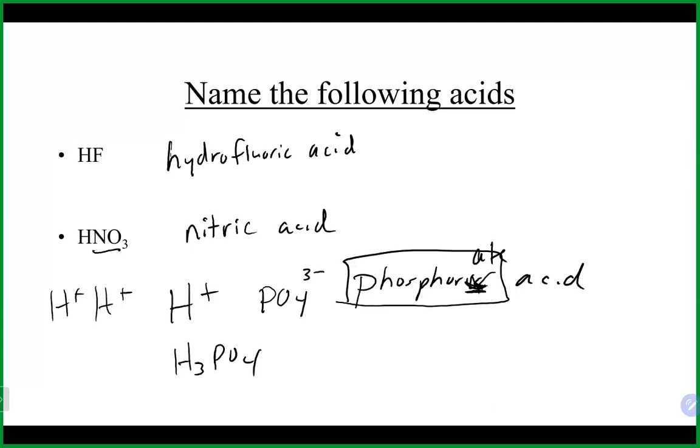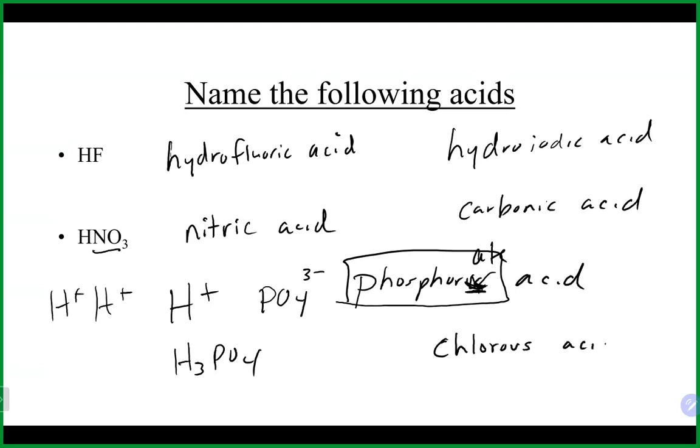So if I had something like hydroiodic acid, let's do carbonic acid, and let's do chlorous acid. All right, so write the formula for each of those 3 as to what it should be.